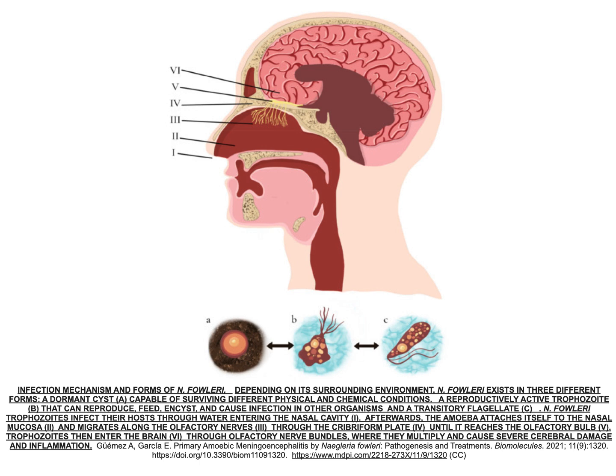Naegleria fowleri trophozoites infect their host through water entering the nasal cavity. 1. Afterwards, the amoeba attaches itself to the nasal mucosa. 2. And migrates along the olfactory nerves. 3. Through the cribriform plate. 4. Until it reaches the olfactory bulb. 5. Trophozoites then enter the brain. 6. Through olfactory nerve bundles, where they multiply and cause severe cerebral damage and inflammation.